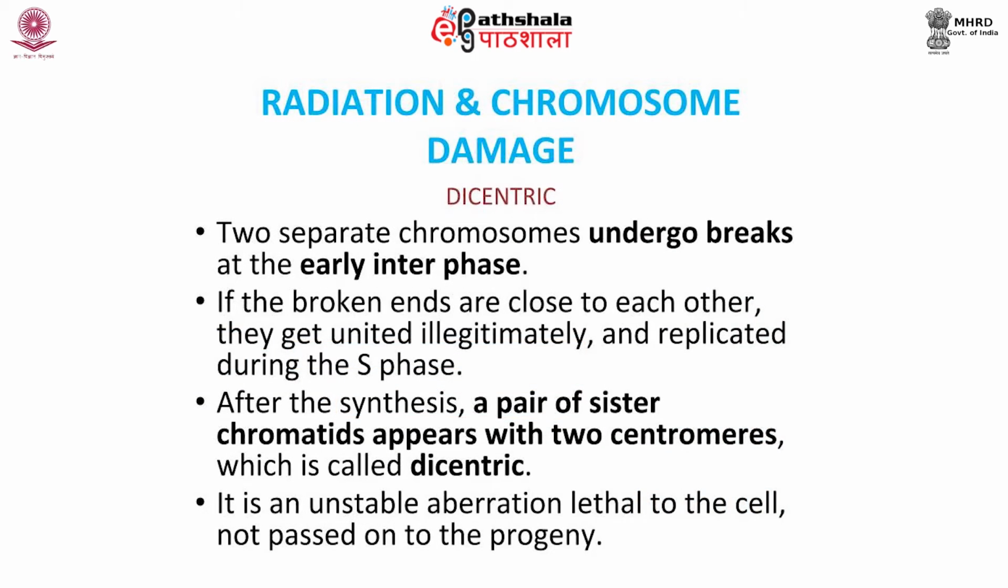Two separate chromosomes undergo breaks at the early interphase. If the broken ends are close to each other, they get united illegitimately and replicated during the S phase. After the synthesis, a pair of sister chromatids appears with two centromeres, which is called dicentric. It is an unstable aberration, lethal to the cell, not passed on to the progeny.